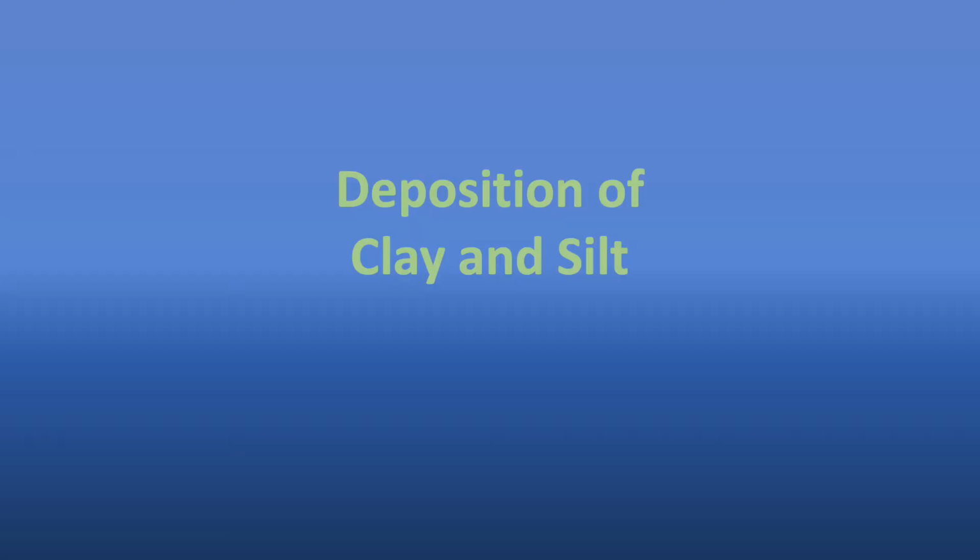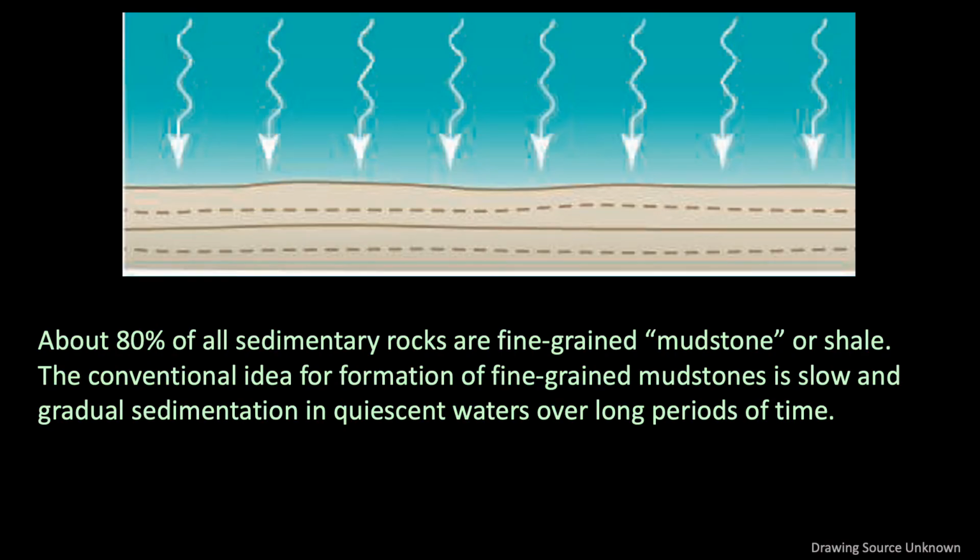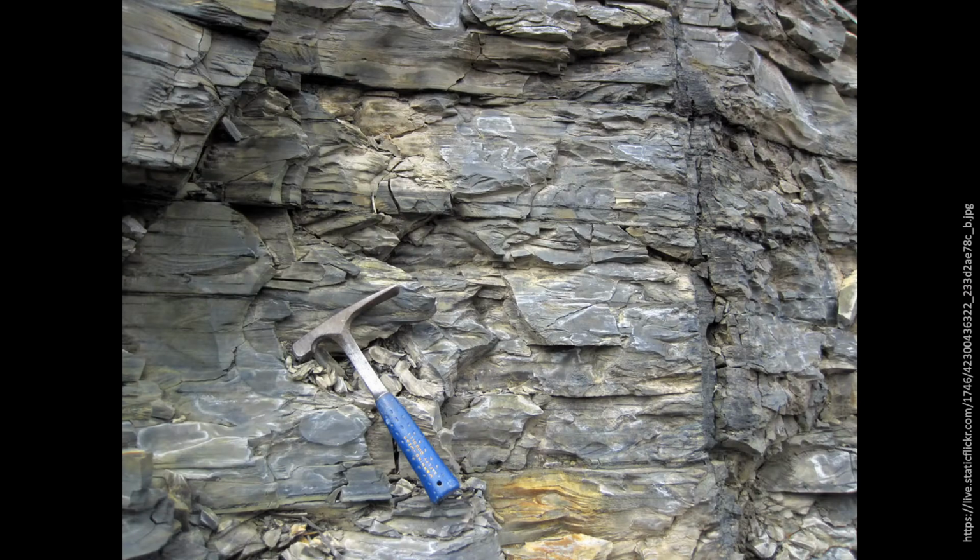These are very fine-grained particles, so it takes long periods of time for clay and silt to settle out of water, out of suspension. And about 80% of all the sedimentary rocks in the geologic record are fine-grained mudstone or shale. The conventional idea for the formation of fine-grained mudstones is slow and gradual sedimentation in quiescent waters over a long period of time. So here's a picture of a shale outcrop, the silt and clay particles that make up this shale, and it's assumed to take a very long period of time to deposit this material.